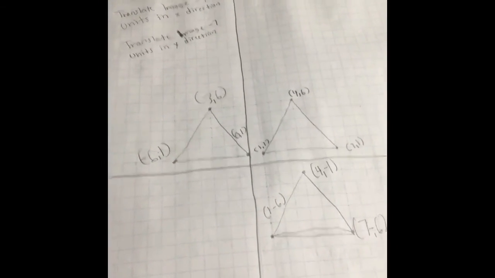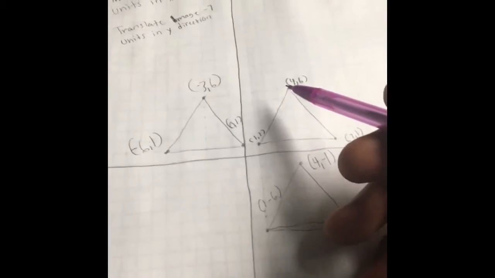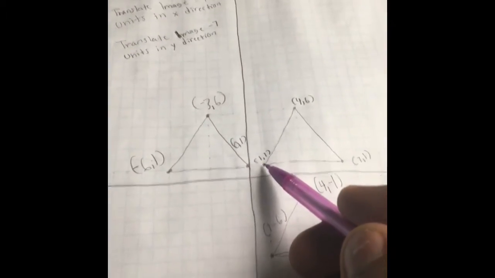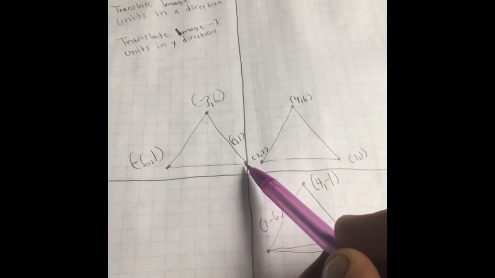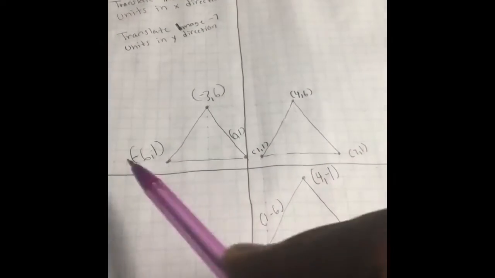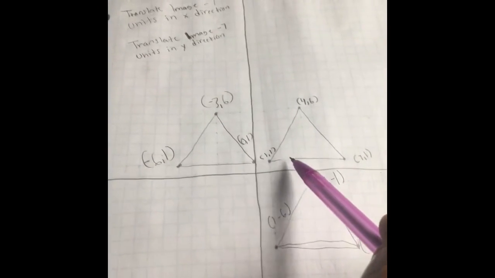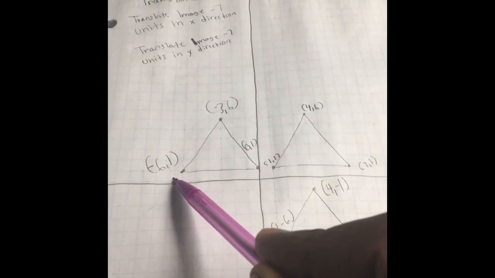Translation. This is like the easiest one, but some people have struggled with it. So here we go. We're going to translate the image -7 units in the X direction. So we go 1, 2, 3, 4. You count to 7 all the way across the X axis, and -7 is going that way. And then it'll end up right there.